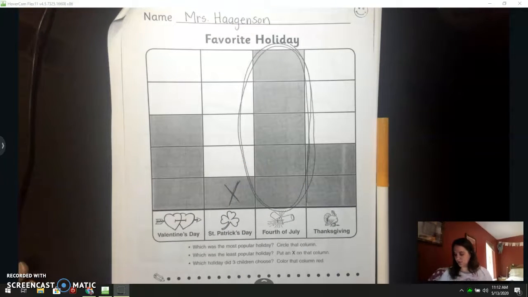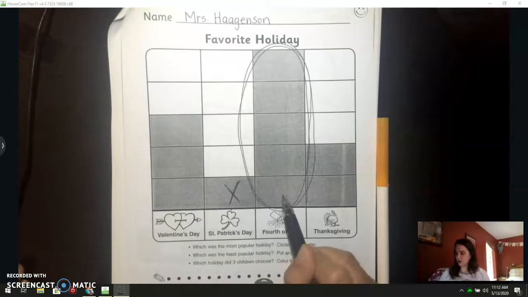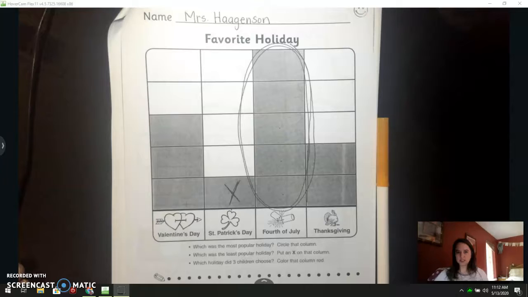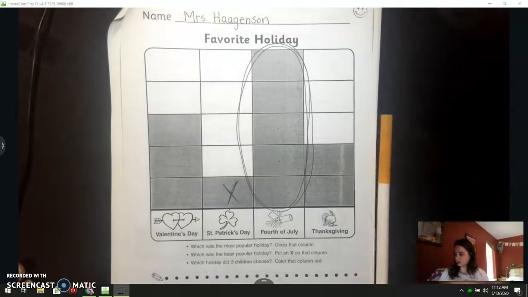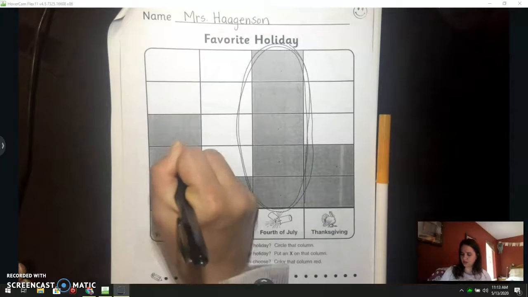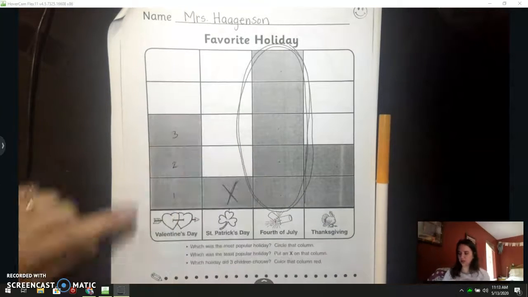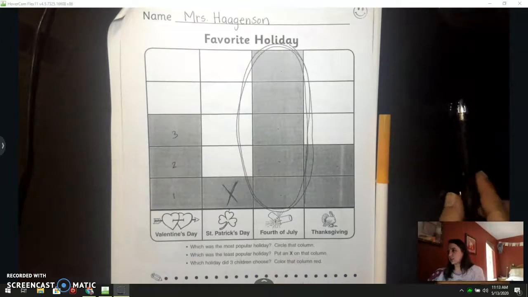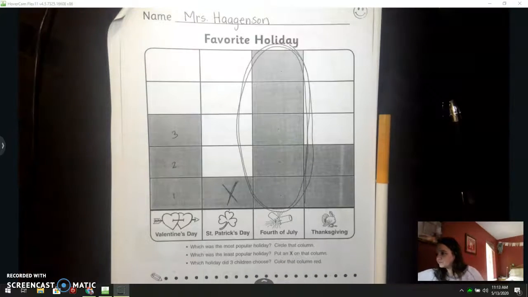And our last job says, which holiday did 3 children choose? Well, this one isn't 3, that's 1. 1, 2, 3, 4, 5. 1, 2, and then 1, 2, 3. It's Valentine's Day. And our directions say color that column red.